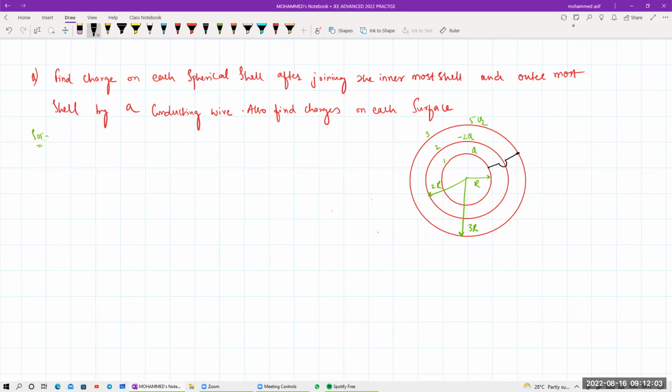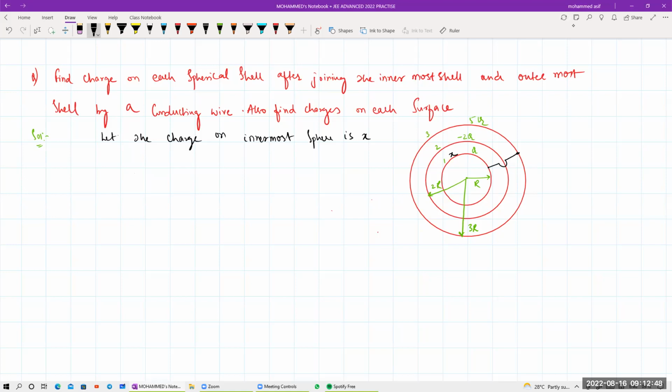Now see, let the charge on the innermost sphere be, for example, x. I'm assuming it to be some example x. The charges given are Q, -2Q, 5Q before connecting. After connecting, what will be the condition? Let the charge on the innermost sphere be x. Then the final potential of shell 1 must be equal to the potential of shell 3, because they are connected by the conducting wire.